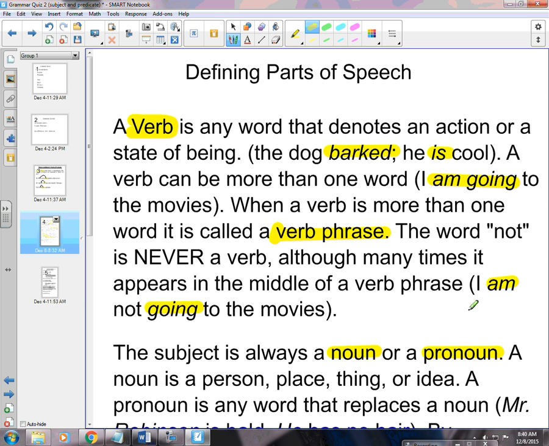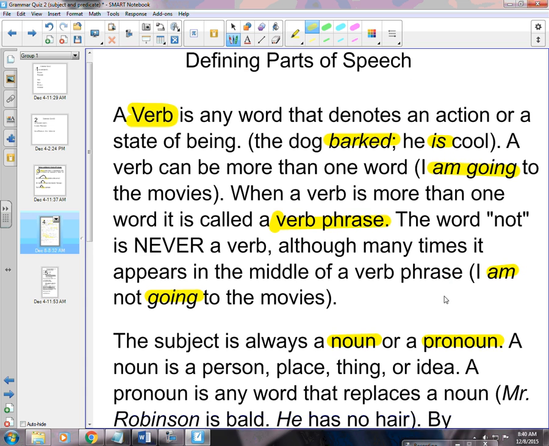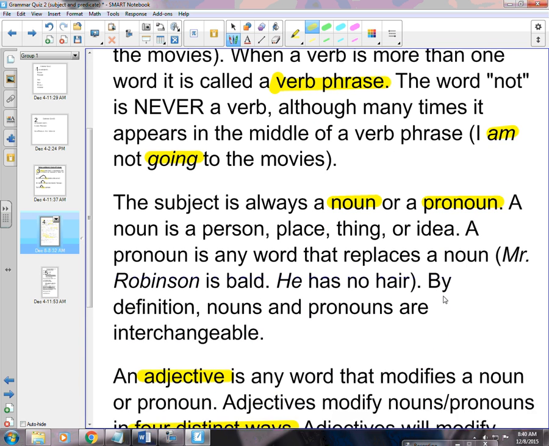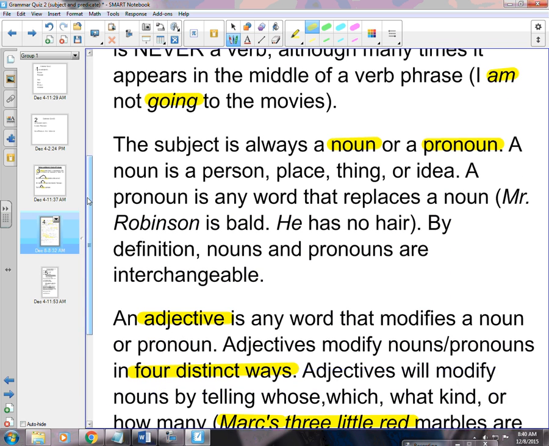It is also important to note that if there is a contraction, like he isn't going to the movies, the verb phrase would actually be is going. You would have to separate isn't into two words. We already discussed the subject of the sentence in our previous slide, and now we're going to talk about what part of speech the subject would be. The subject is always a noun or a pronoun. To review, a noun is a person, place, thing, or idea. A pronoun is any word that replaces a noun.